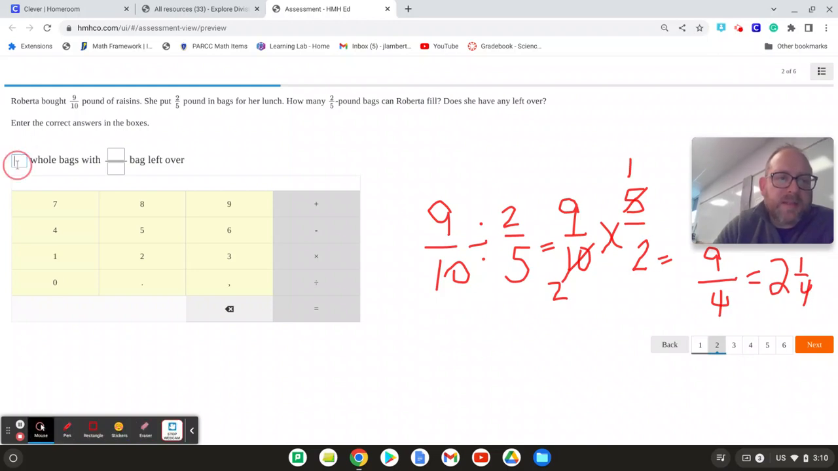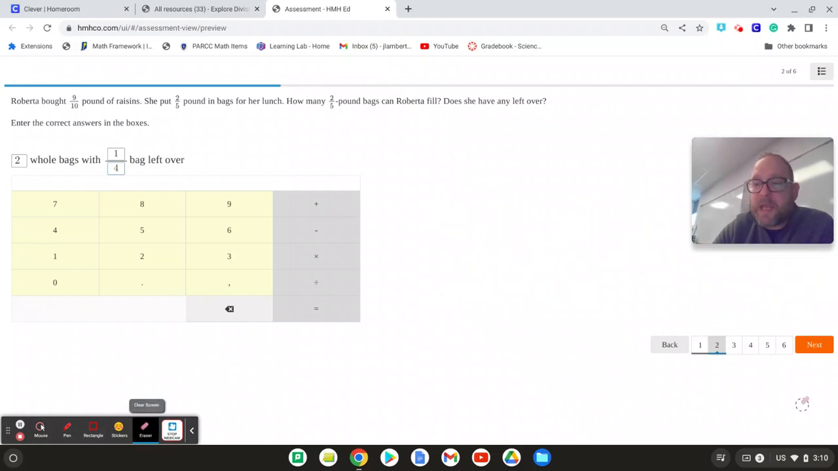I've got 2 whole bags, and of course, I have then 1/4 of a bag left over. There we go. Pretty easy, right? Perfect. Let's move on to the next one.